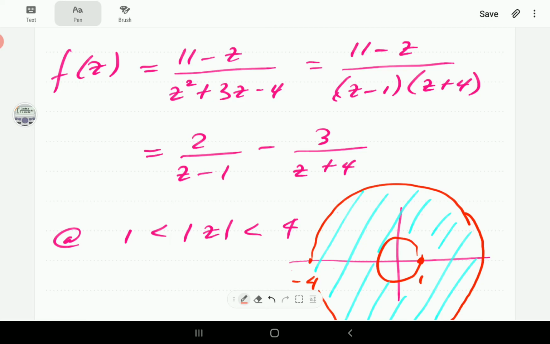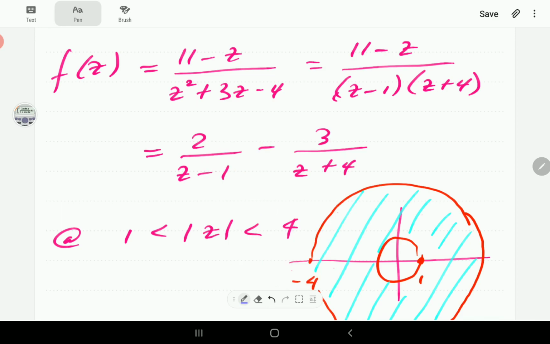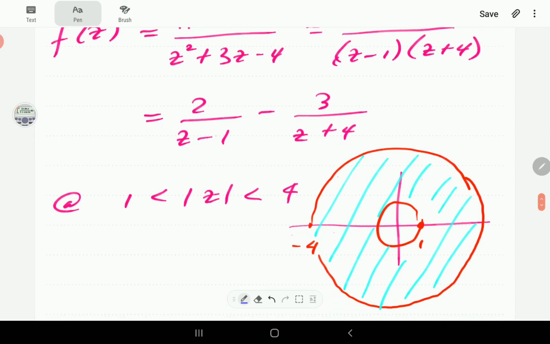So this function here can be resolved to partial fractions taking this form here. The two singularities, one at 1, another one at -4. So in the first instance, we're looking for the annular region in between these two circles. So that's outside the smaller circle which is associated with this fraction, and inside the bigger circle.